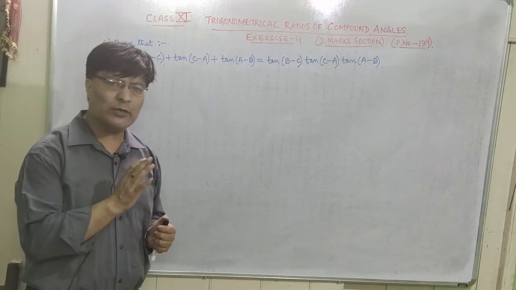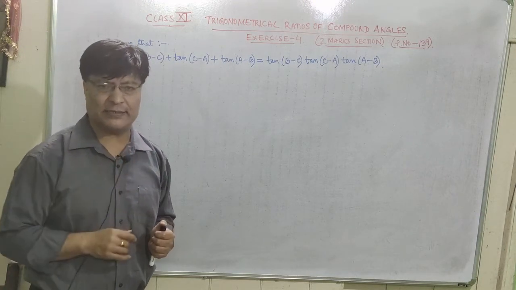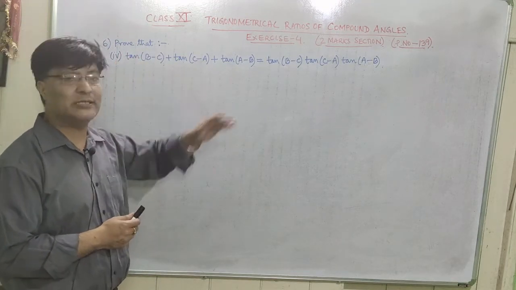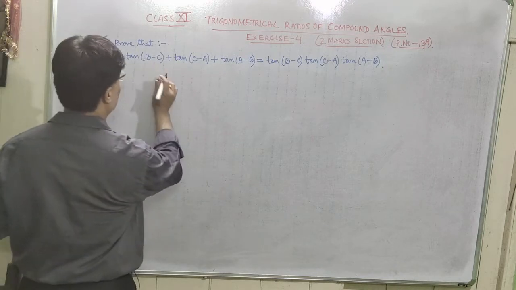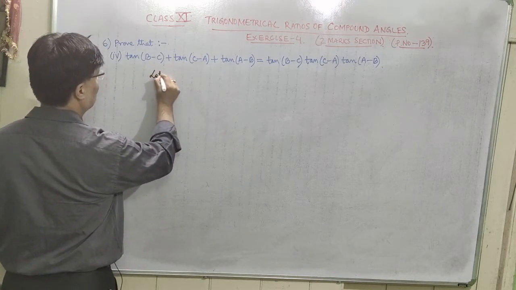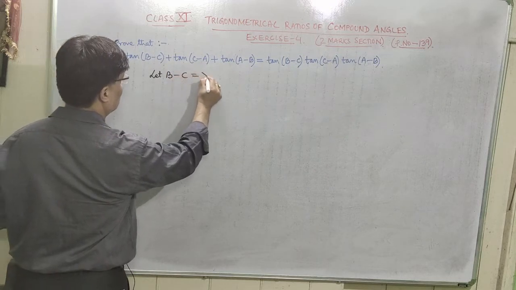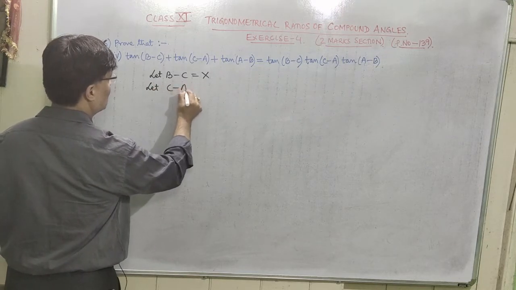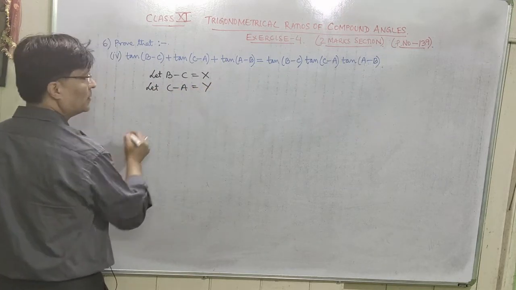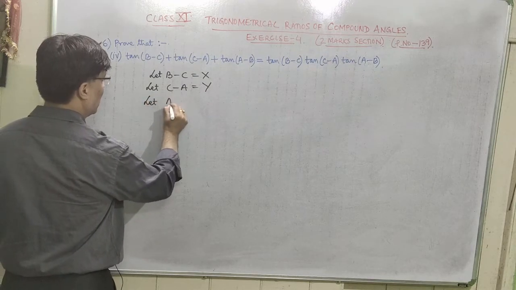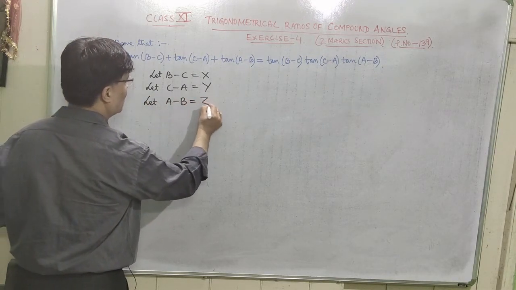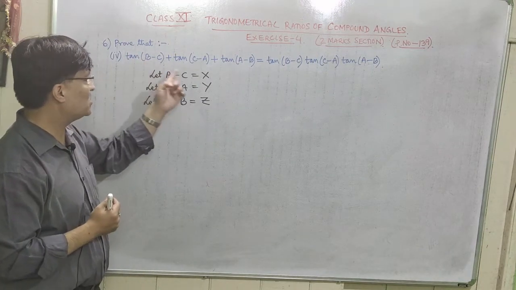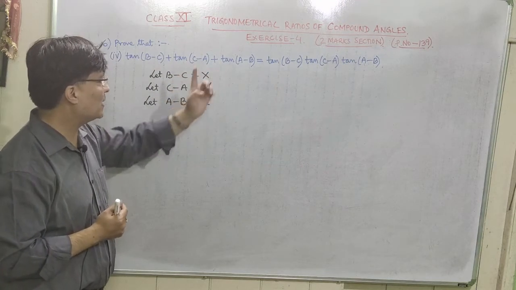So in this case, if you want to prove from the left hand side, it will be complicated. Okay, so in this case you have to use a different method in order to prove this LHS is equal to RHS. So let us assume this B minus C as X. Let B minus C is equal to X, right? Then next let C minus A is equal to Y. Then let A minus B is equal to Z. Okay. So let us assume the first angle B minus C as X, C minus A as Y, and A minus B as Z.